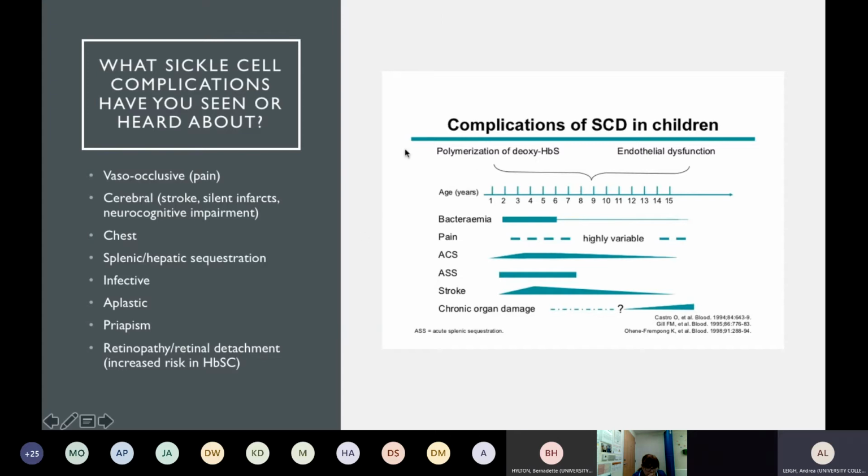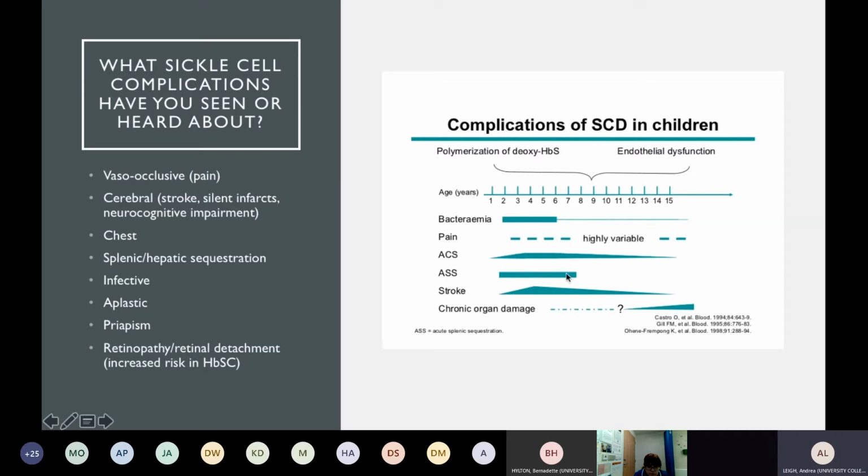In terms of when this happens for children, as we said, there is a risk of sepsis and invasive bacterial infections really early on in life. It never really goes away, as you know, but it's significantly high in children, and that's reflective of the fact that young children are at risk of infections anyway. Pain can be highly variable. Acute chest syndrome, again, often increases throughout childhood. Early childhood is a significant risk, and sequestration, particularly in early childhood.